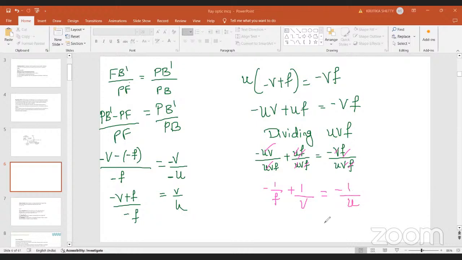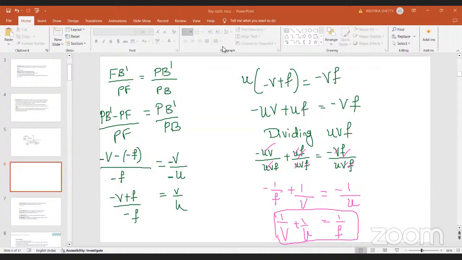So I am just adjusting the minus terms. Minus 1 by F, taking it to this side, becomes plus 1 by F, and minus 1 by U, taking it to this side, becomes plus 1 by U. So this is the mirror formula, that is 1 by V plus 1 by U is equal to 1 by F.